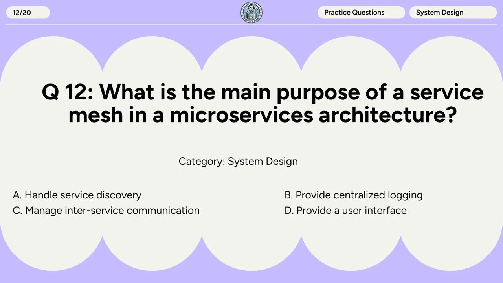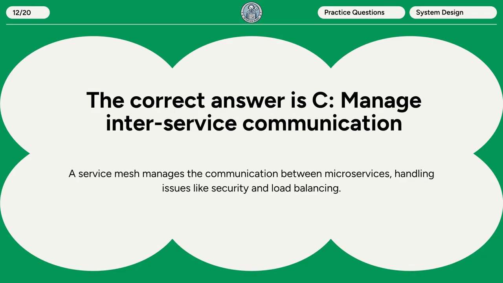Question 12. What is the main purpose of a service mesh in a microservices architecture? A. Handle service discovery. B. Provide centralized logging. C. Manage inter-service communication. D. Provide a user interface. The correct answer is C. Manage inter-service communication. A service mesh manages the communication between microservices, handling issues like security and load balancing.